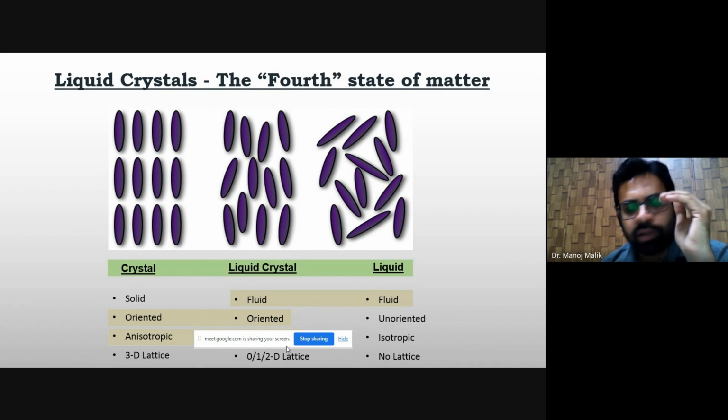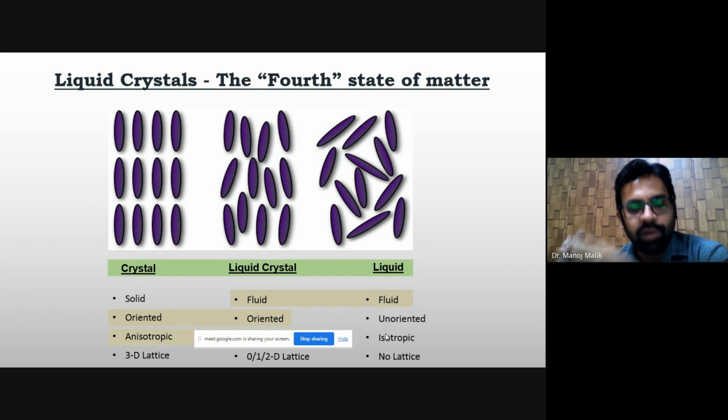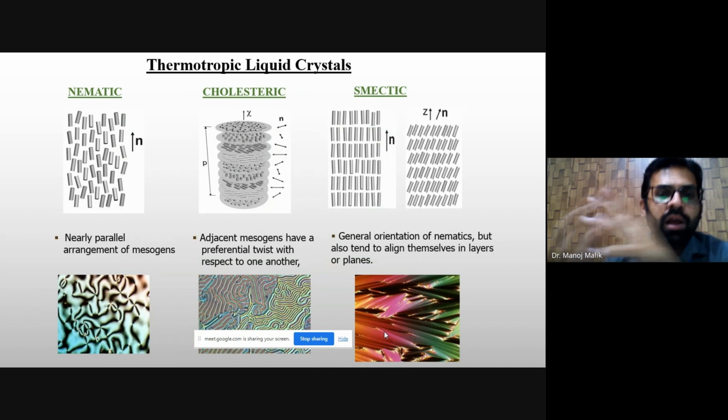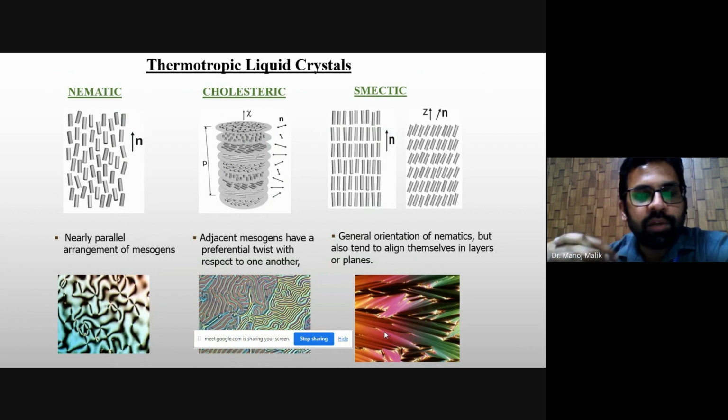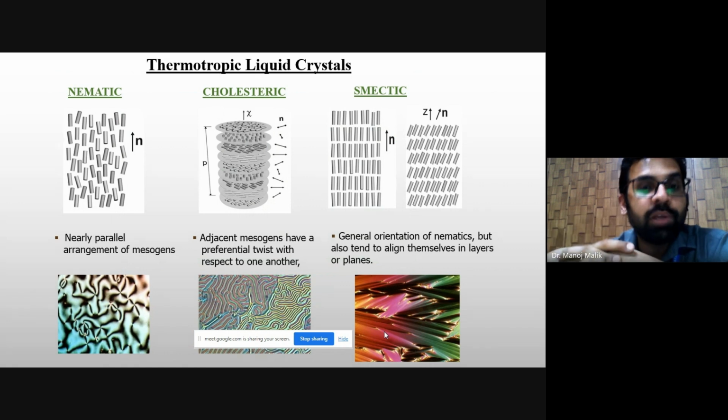The XRD results of certain liquid crystal molecules also show that they are often found to have 0, 1, or 2-dimensional lattices. So generally, liquid crystal is another state of matter which is in between crystals and liquids. Often it is also known as floating crystals because they have a certain degree of flow like liquids. Now, broadly, liquid crystals are classified as thermotropics and lyotropics. Here in my presentation, I will be talking about the thermotropic liquid crystals.